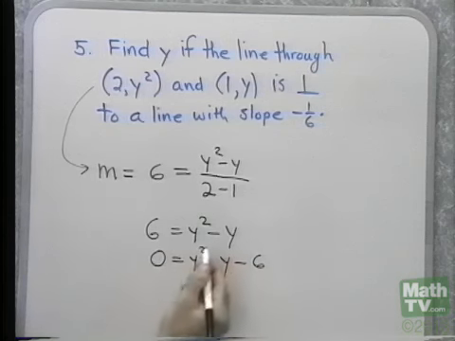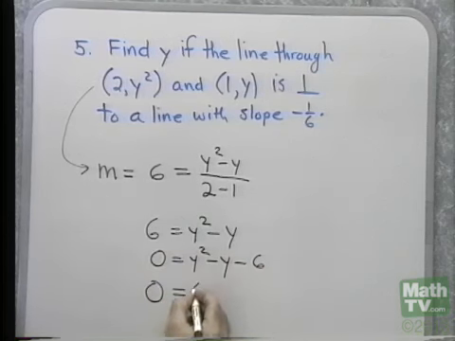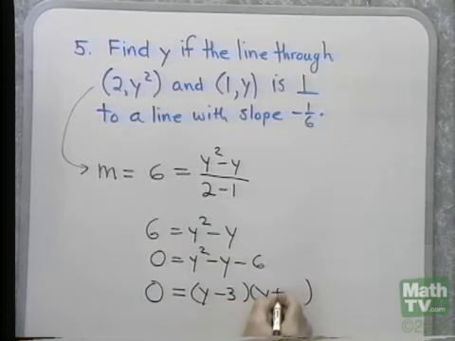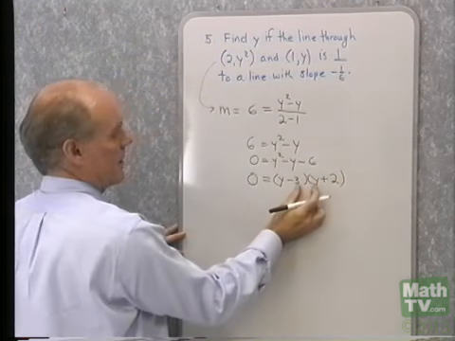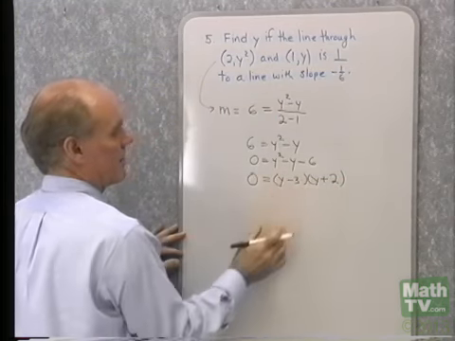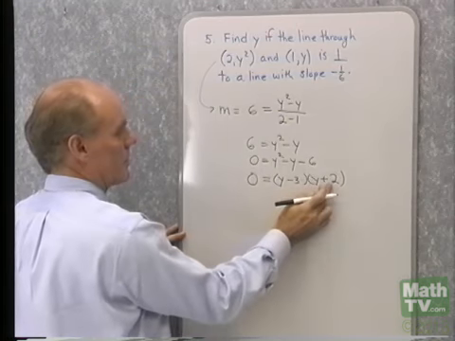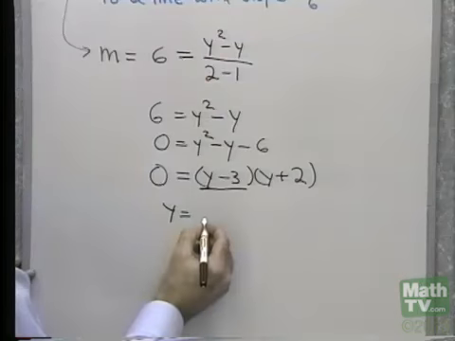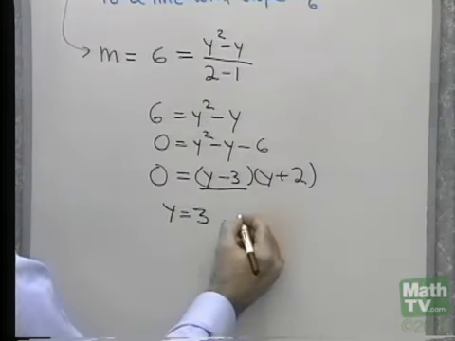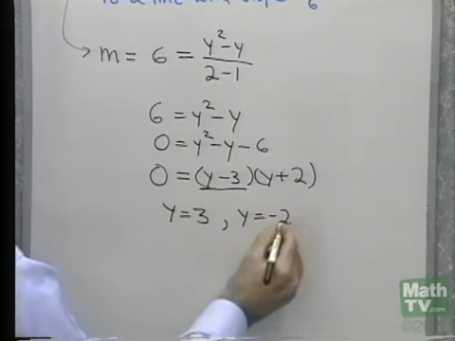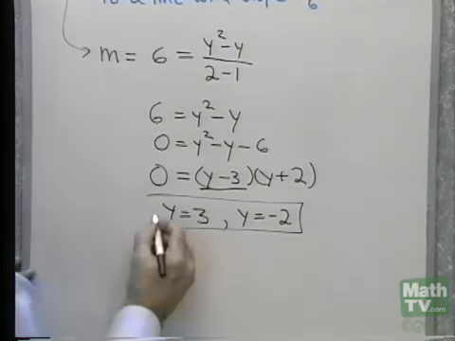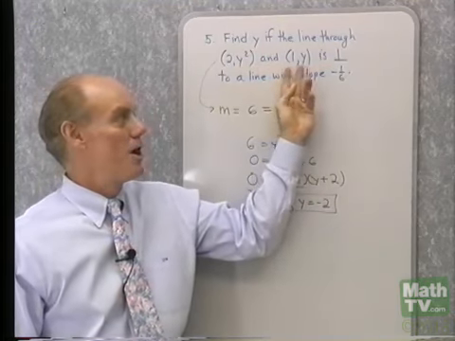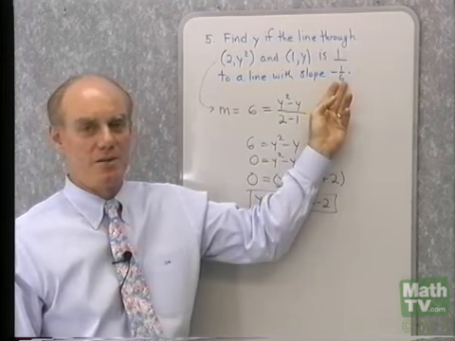When I add negative 6 to both sides, I'll factor the right side. Y minus 3, y plus 2, is that right? Inside I have negative 3y, outside 2y. They differ by negative 1y, and negative 3 times positive 2 is negative 6. I set this factor equal to 0, y comes out equal to 3. If I set this factor equal to 0, y comes out to be equal to negative 2. So I end up with 2 different values of y that will make the line that goes between this point and this point perpendicular to a line that has a slope of negative 1/6.